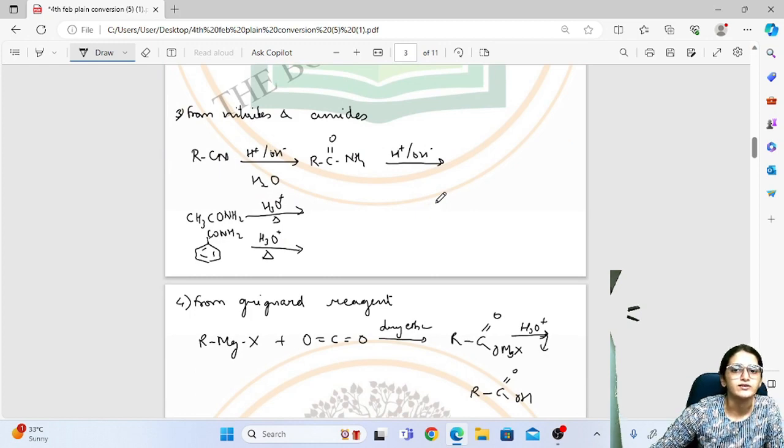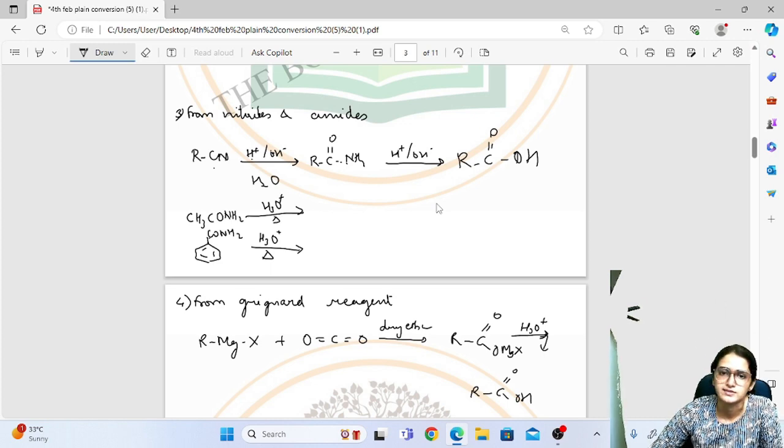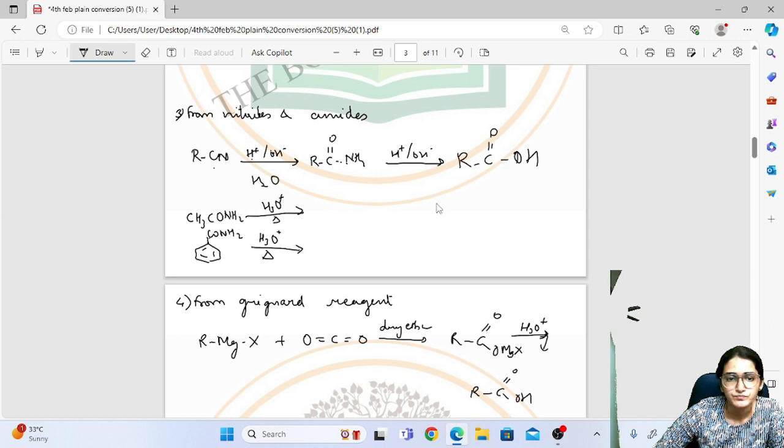Next preparation is from nitriles and amides. Okay, so nitriles are converted to amides by using either alkaline or acidic medium, H+ or OH- ion, and then the amide is again converted to the respective carboxylic acid using the same medium. Okay, so the first process is nitriles being converted to amides and then amides converted to carboxylic acid using the same type of medium. So if I take the example of this amide over here, then I will get CH3C double bond O OH, that is ethanoic acid. If I take benzamide, then I will get benzoic acid, that is benzene ring with COOH.